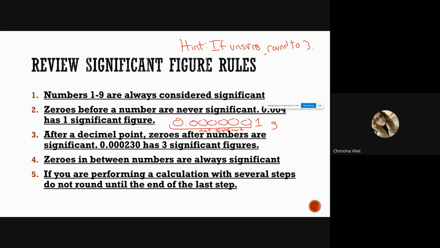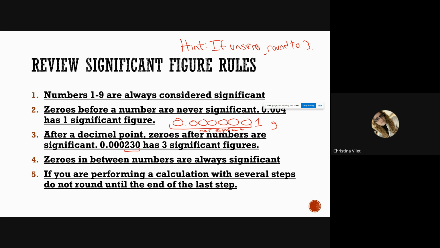So far, so good? We probably would never even write a number like this out. We would write this in scientific notation, typically, which your calculator can do for you. You don't have to memorize how to do scientific notation. If you don't know how to put your calculator into scientific notation, come to tutoring, and I'll teach you how to do that. Tutoring is next week, Tuesday. After a decimal point, zeros after numbers are significant. So here, the 2 is significant, the 3 is significant, and the 0 on the right is significant because they wrote it for a reason.